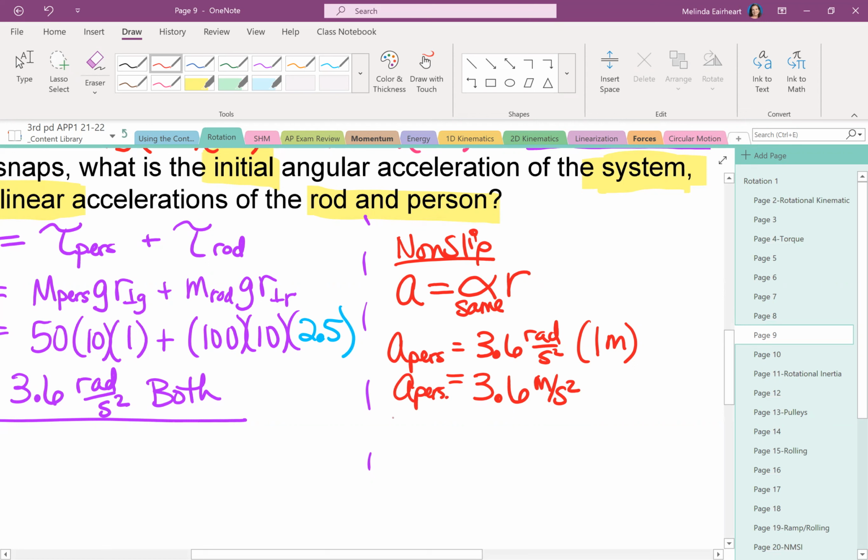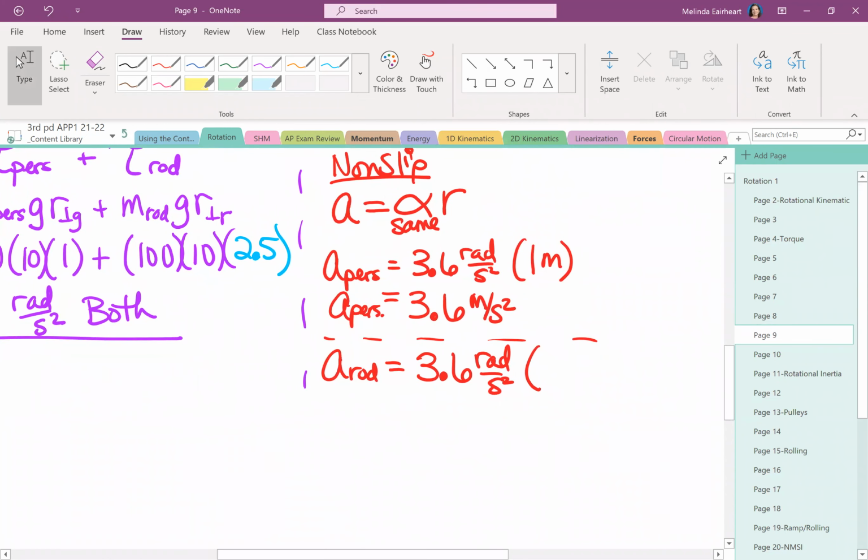All right. What about for the rod? Same equation, alpha 3.6 radians per second squared, but this time, what distance are we going to use? Do we use the full length or the center of mass distance? The center of mass. And so here we want to use that 2.5. Maybe I make it a different color to prove a point. And then calculate this out, and I think it comes out a very nice 8.5, again in meters per second squared.